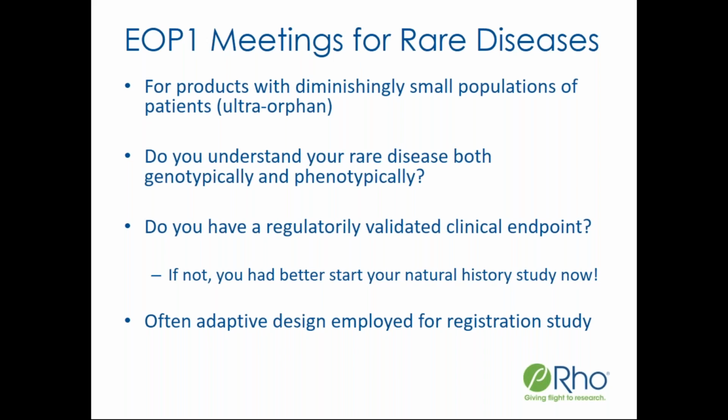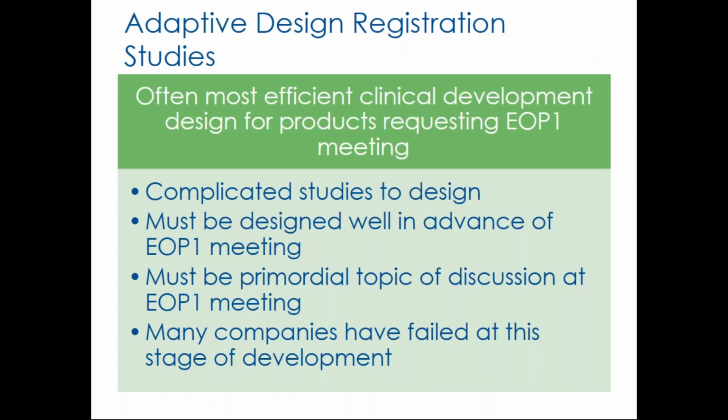And again, you need a regulatorily validated clinical endpoint to proceed with these studies. And typically, if you don't have a regulatorily validated clinical endpoint, the FDA is going to want to compare your results in your study to a historical control. So you had better start your natural history study right now. And these types of diseases play well into the adaptive design that is very popular in the literature right now.